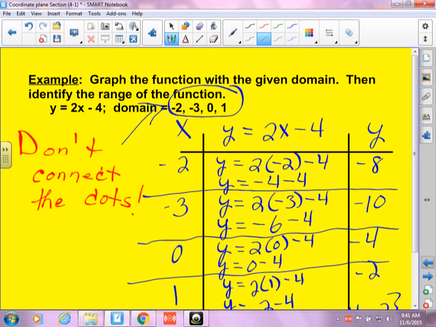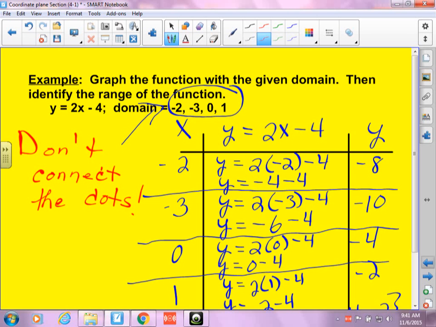In science, do they give you the numbers to plug in? No, you get to pick your own data, correct? That's why you connect the dots. When you choose the numbers, you can choose any number you want. That's why you can make a line, because a line just means that it keeps going on and on and on, and there's all kinds of numbers there. Do I look at several numbers on this problem? No, I only look at -2, -3, 0, and 1. I only want that snapshot right there.